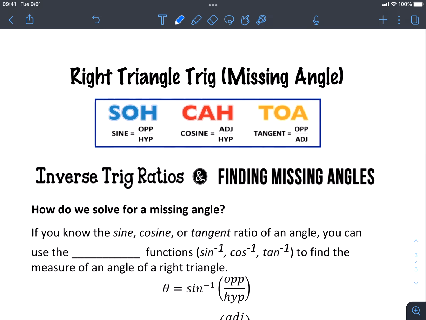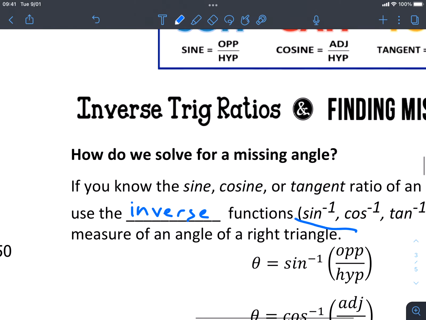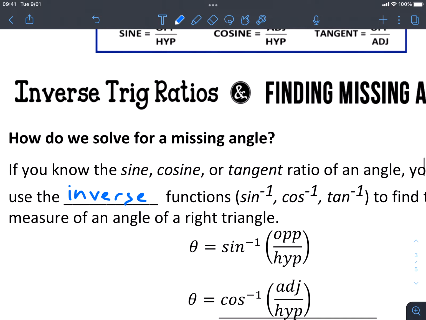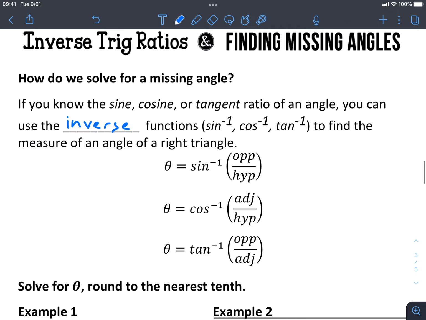So if you know the ratio of the trig functions of any angle, you can use the inverse functions to find the measure of an angle of a right triangle. So the inverse functions look like this in the calculator. They have a little -1 on the top of them, to find the measure of an angle of a right triangle.